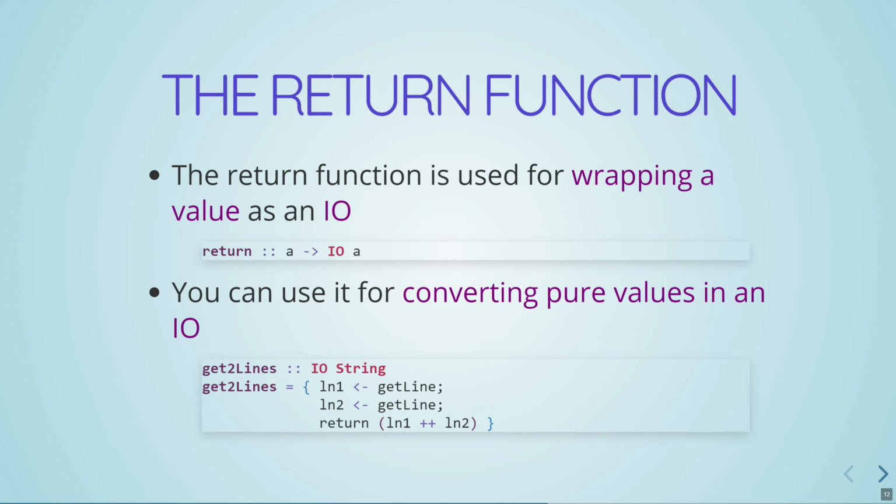the other way around. So in that example I had before where I wanted to get a line and I just wanted to return that string, okay? I can't return it just as a string, but I can return it as an IO string.